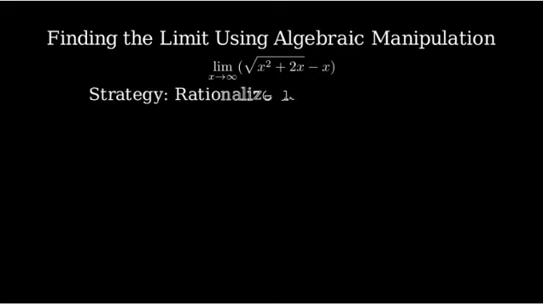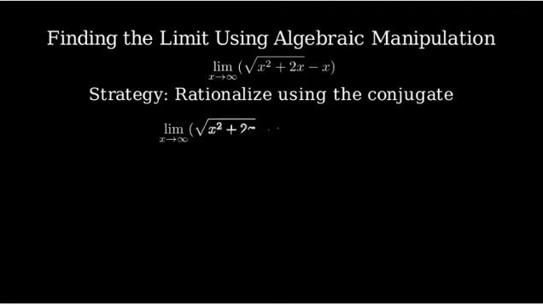To solve this, we'll use a strategy called rationalizing the numerator by multiplying and dividing by the conjugate. The conjugate will be the square root of x squared plus 2x plus x. We multiply both numerator and denominator by this conjugate. Remember, when we multiply by a fraction equal to 1, we don't change the value of the expression.